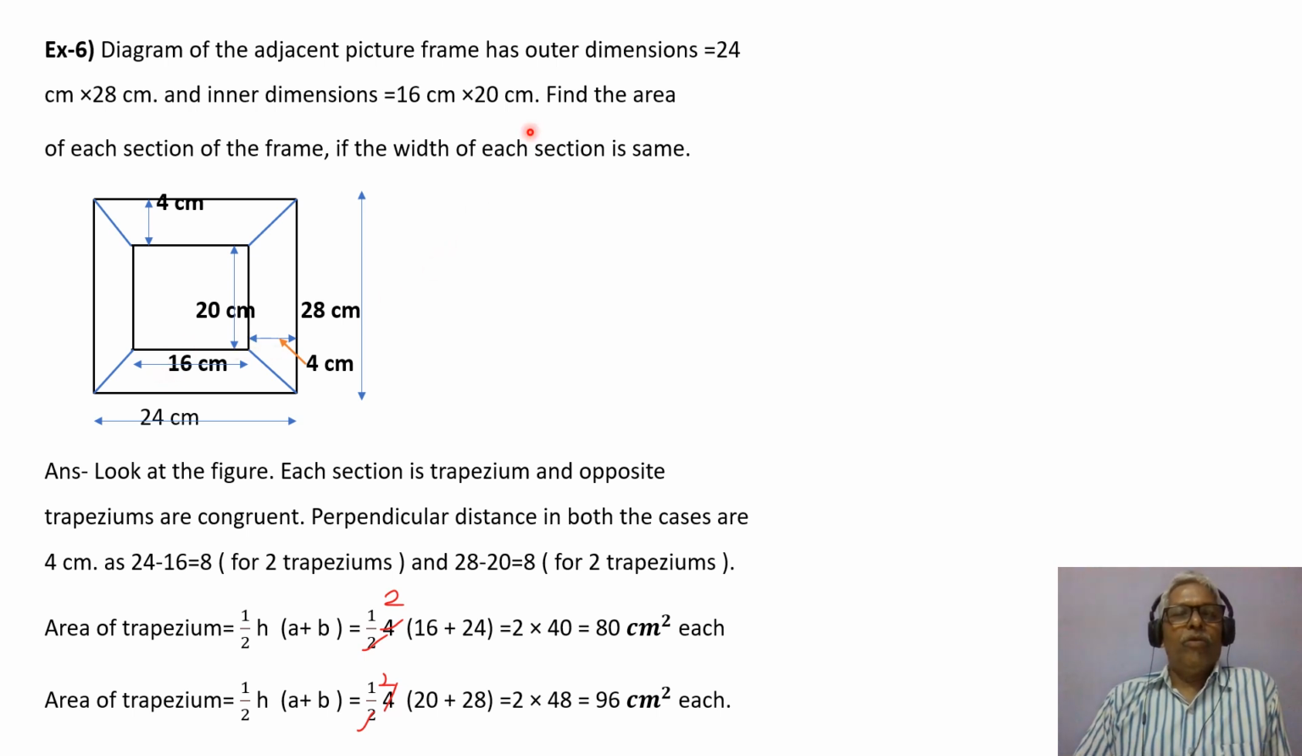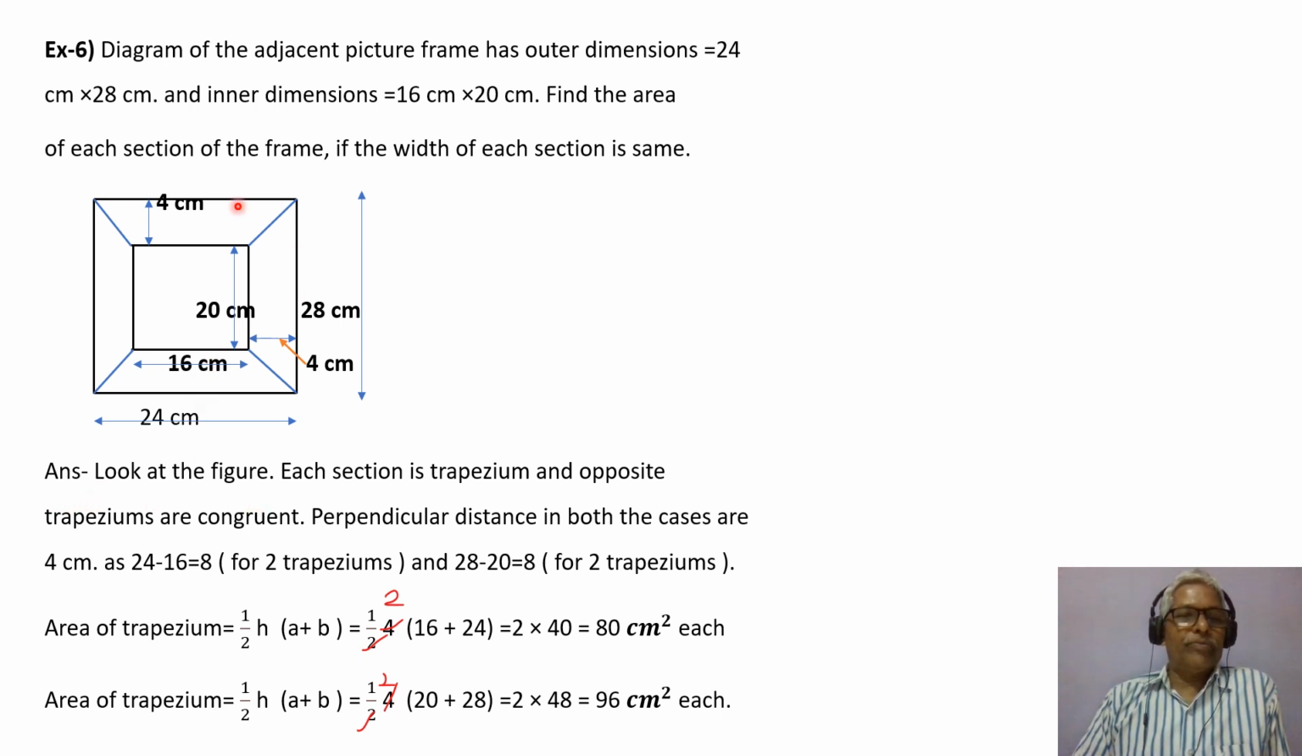Find the area of each section of the frame. There are 4 sections: this, this, and this. Find the area of each section of the frame if the width of each section is the same. The width is not given, but it says the width is the same. That means this is the same. So we move ahead for the answer.